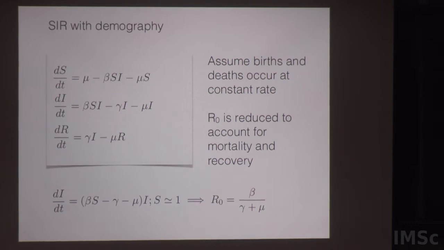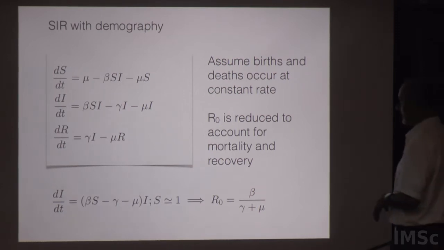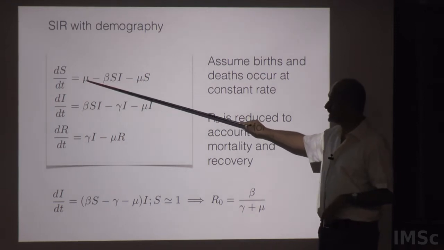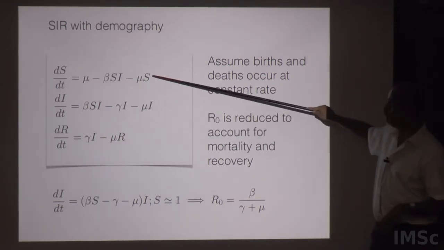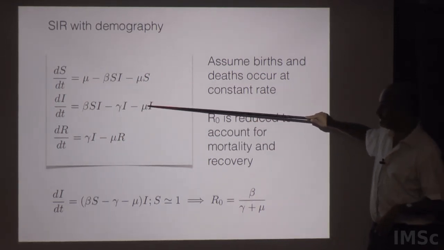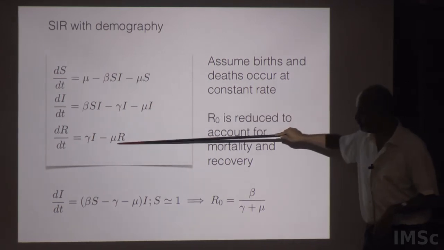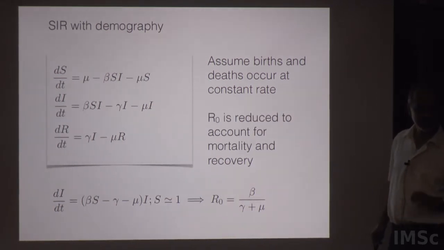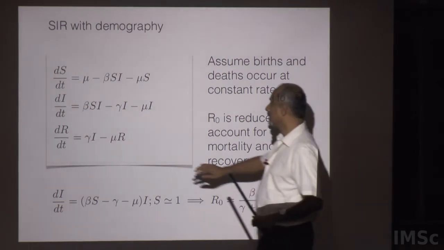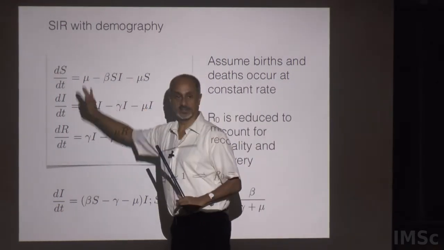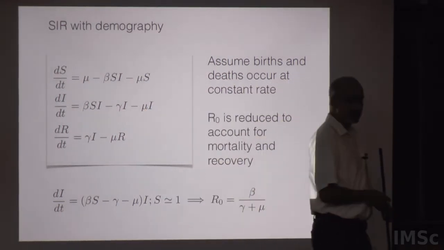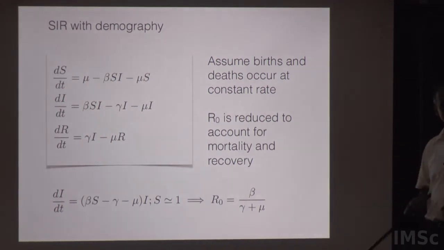This is what these equations look like, the SIR model with demography. Notice that there is a factor of mu that enters here: a mu S term enters here, a mu I term enters here, and a mu R term enters here. That is the change. If I rubbed out these terms, I would have the original SIR equations. So, what do these terms mean?